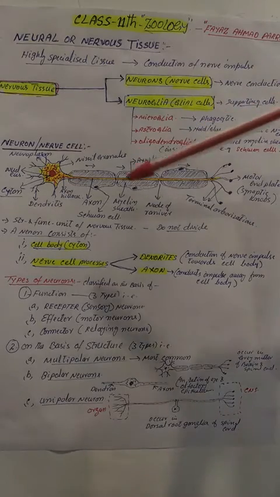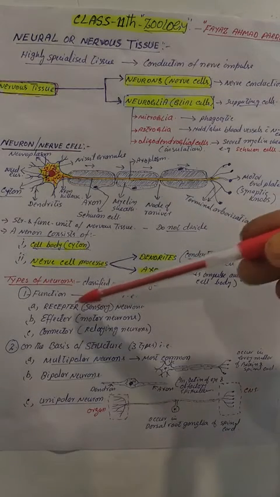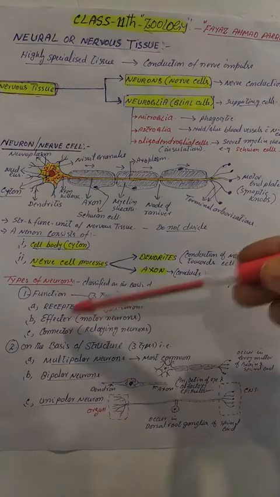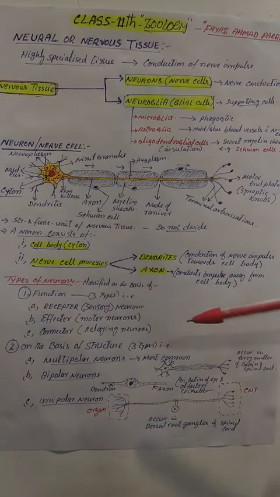After this, we will study about the types of neurons. So far the types of neurons are concerned, the neurons may be classified on the basis of their function or structure. On the basis of function, the neurons are of three types, such as receptor or sensory neurons, effector or motor neurons, and thirdly, the connector or relay neurons.